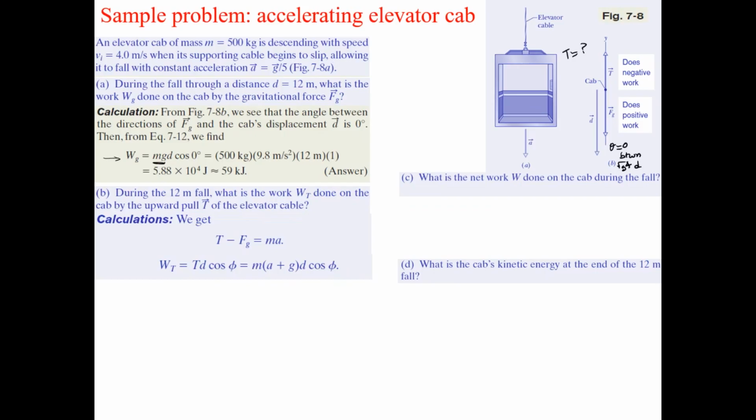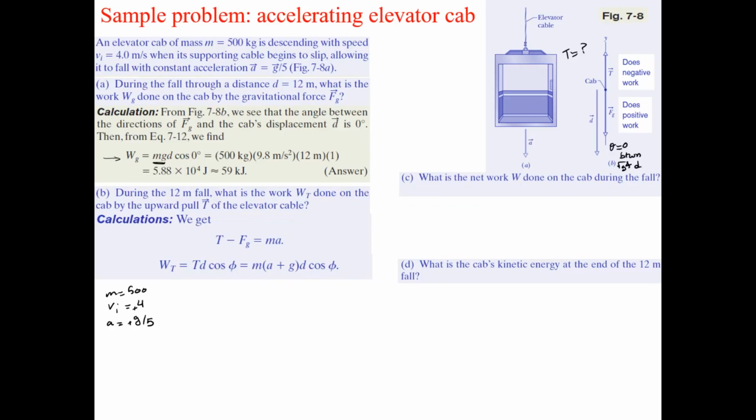But for the tension, I'm not given any information about the tension. Rather, I am given the mass 500, v initial is 4, and this cab is slipping at a constant acceleration, which is equal to g over 5. One thing I want you to notice, this cab is moving downwards, all right? So this is speed. I can take the downwards direction to be positive, and then the acceleration is also positive. So I have accelerated motion here, right? We want the work done by the tension.